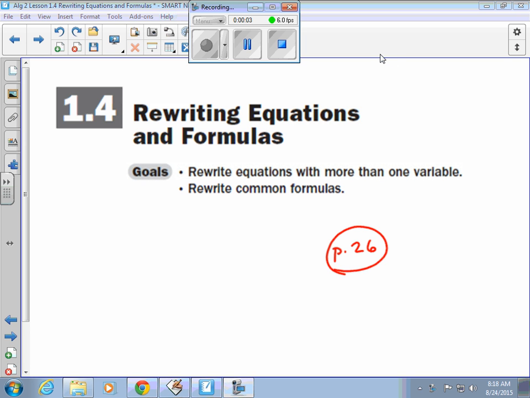This is Algebra 2, Lesson 1.4. We are rewriting equations and formulas. A couple goals: we're rewriting equations with more than one variable, and we're looking at some common formulas that we'll see towards the end. Starting on page 26 of the textbook.